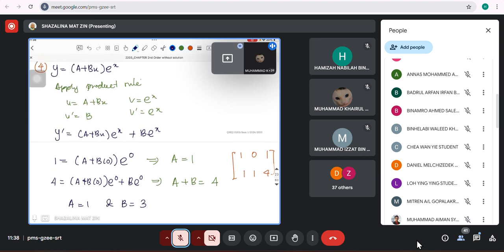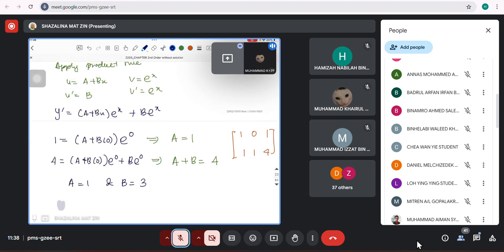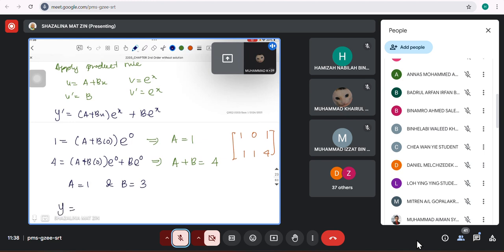Okay, substitute back into the solution. Then you will have y equals 1 plus 3x exponent x. So this is the solution.